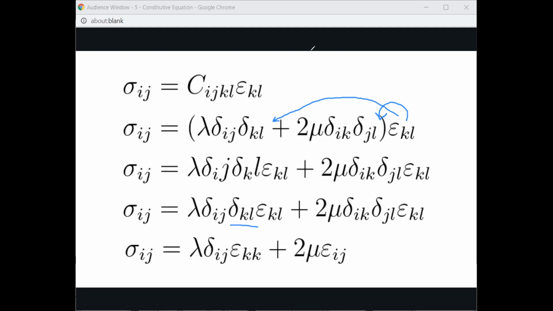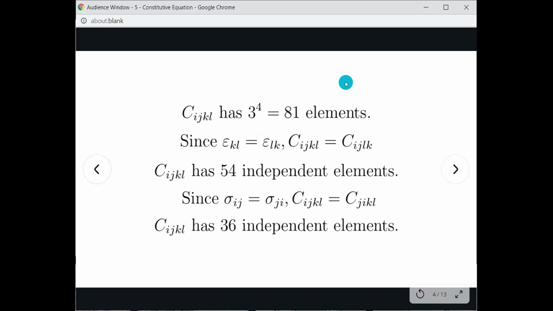Okay, let's go back to that discussion. So, 81 elements. We started with 81 elements. Now, if KL and then LK are symmetric, it will become 81 minus 27. Why 27? Because it will now be 3 to the 3. It becomes 3 cubed, so it becomes 27.